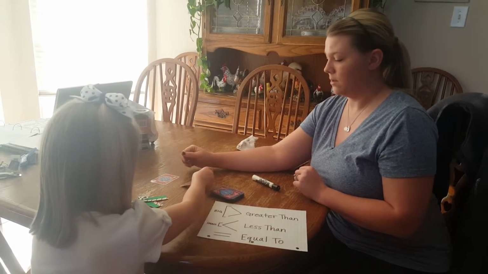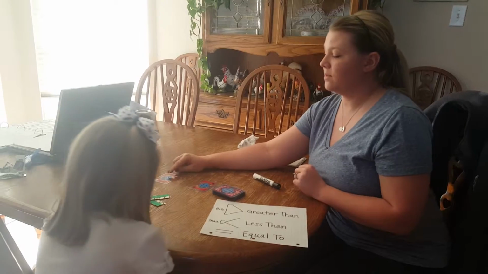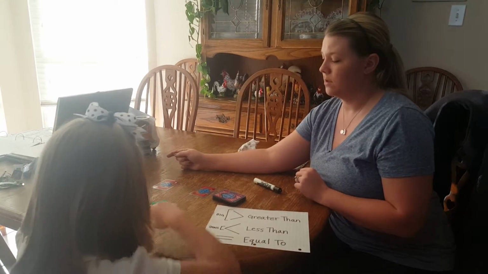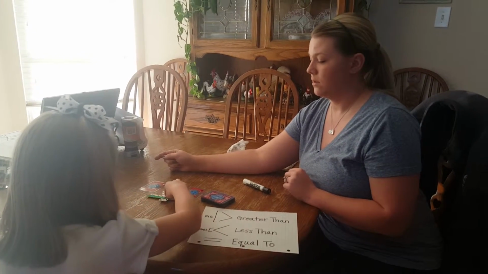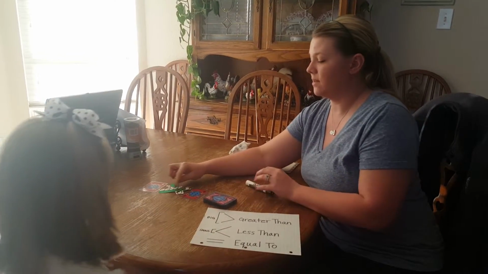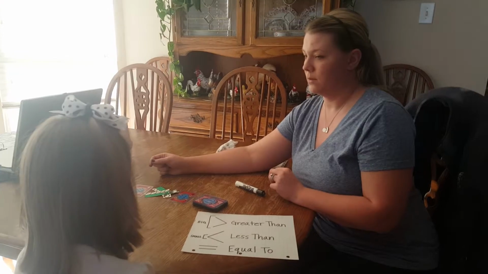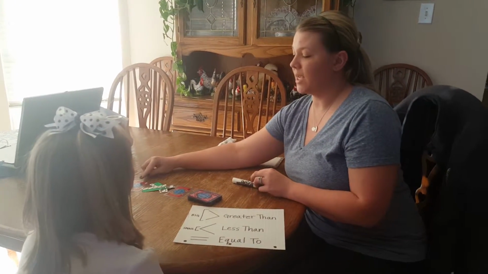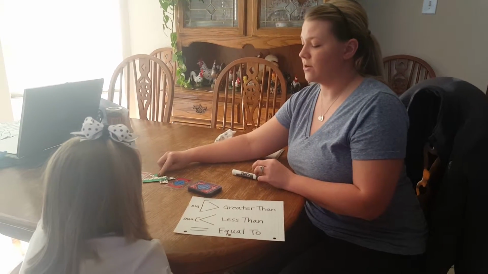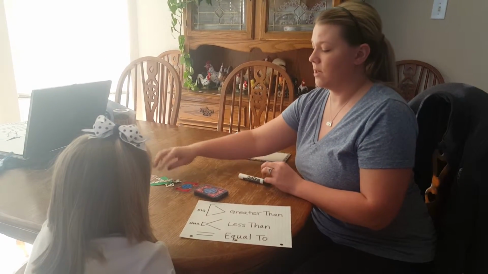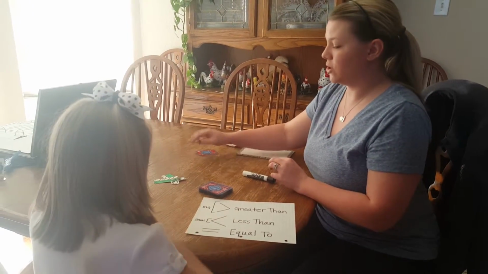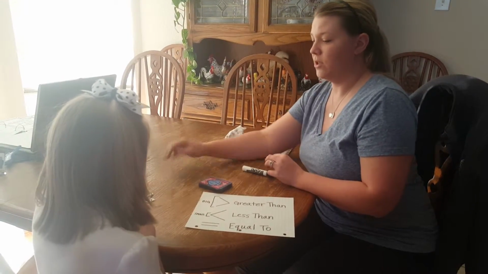All right, now you draw a card. I got Number 4. So this is the first number, so which symbol do we need to use? We need Mr. Alligator to eat this one. To eat this one, and what symbol is that? That's the greater than. So what we would say is 7 is greater than 4. You want to play again? Okay, we'll take these away. Do you want to draw first? I'll let you draw.